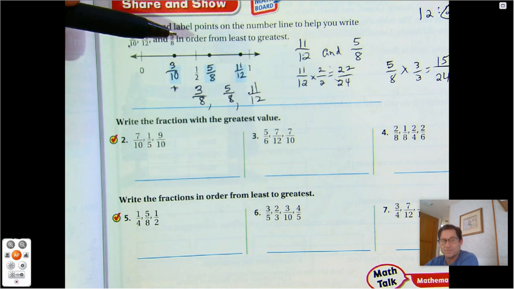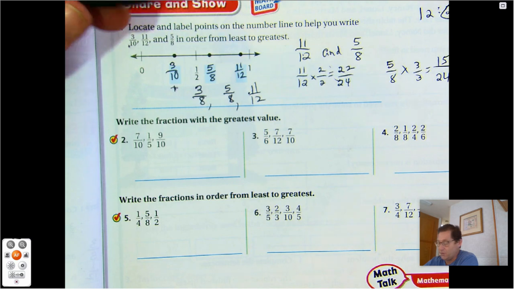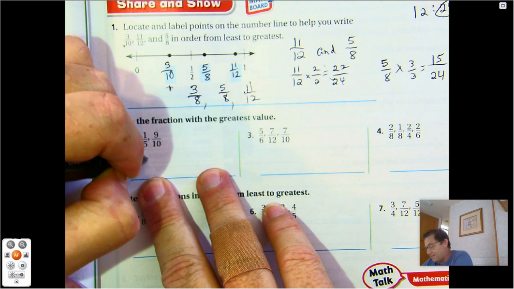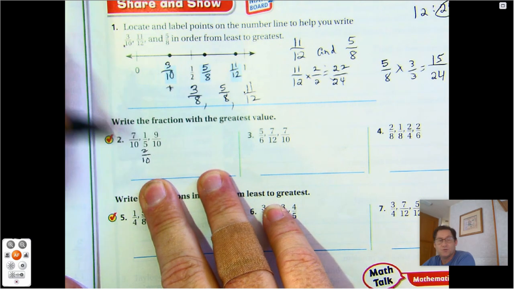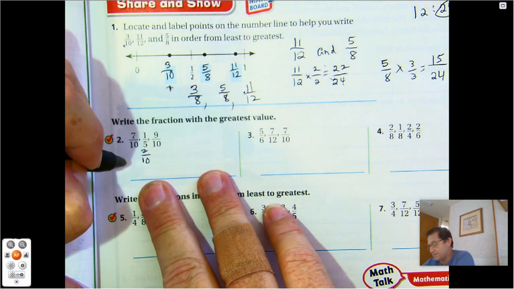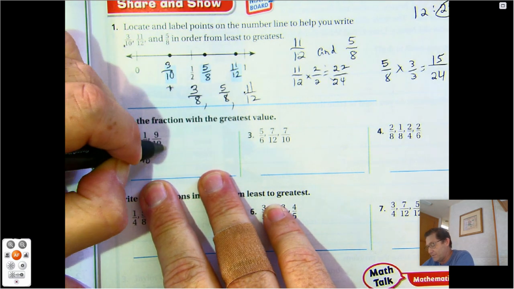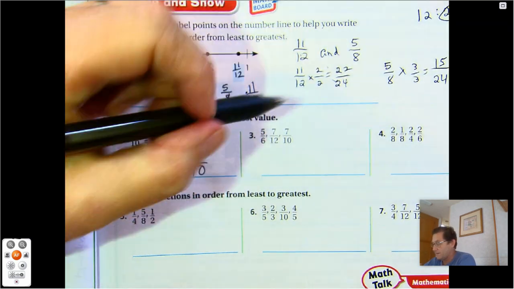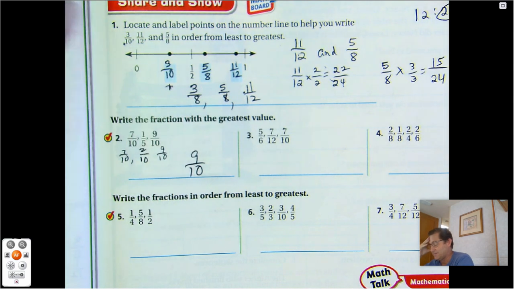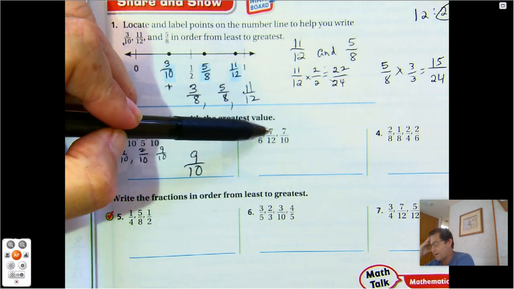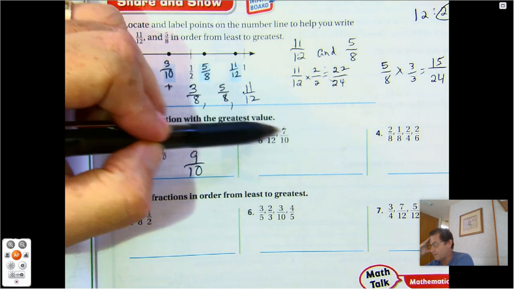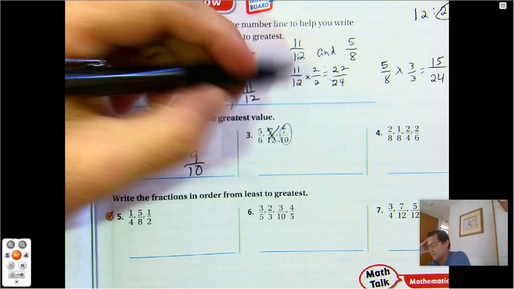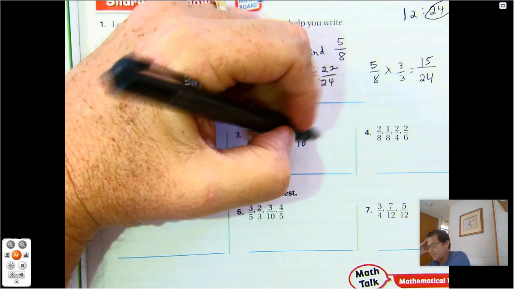All right, write the fraction with the greatest value. All right, well, I can make 5 into 10 by multiplying by 2. 2 times 5 is 10. 2 times 1 is 2. So we're basically comparing these three. Well, the biggest one is 9/10. Well, if I compare the numerators here, 7/10 is bigger than 7/12. So let's eliminate 7/12. Now we're comparing 7/10 and 5/6.